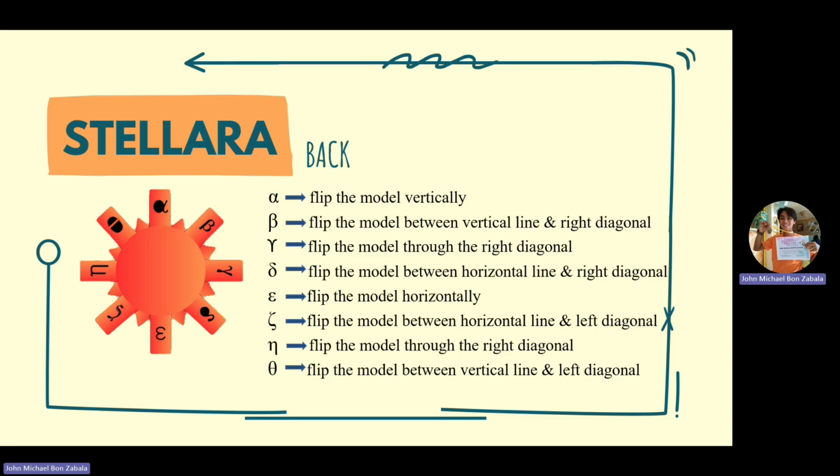Epsilon means flip the model through the horizontal line. Sorry. Zeta means flip the model between the horizontal line and the left diagonal. Eta means flip the model through the right diagonal. And lastly, theta means flip the model between the vertical line and the left diagonal.